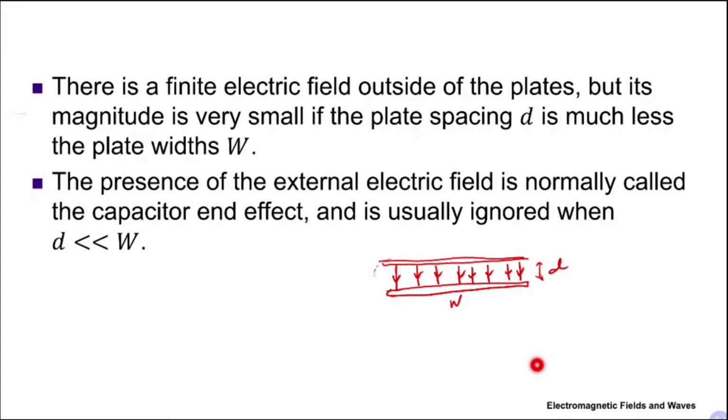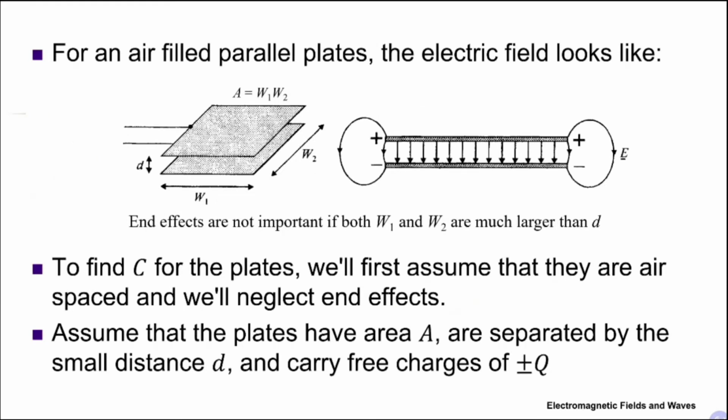Okay, so there's a small field outside, but we neglect that field because it's very small. Okay. So these are parallel plates. If W1, W2 are much larger than the separation d, then the field outside is very small. So we only account for the field inside, in between the plates.